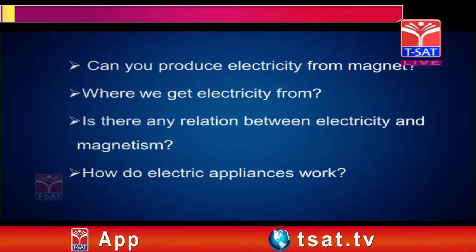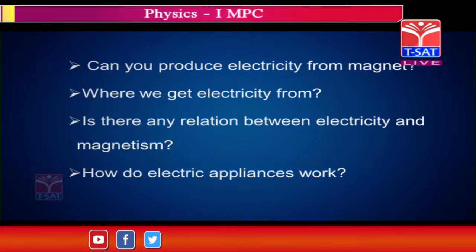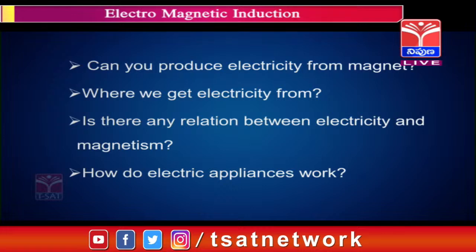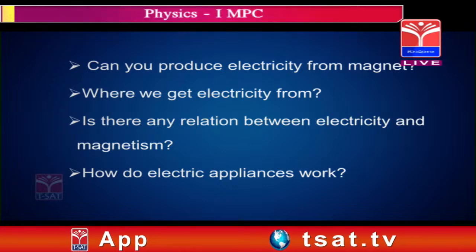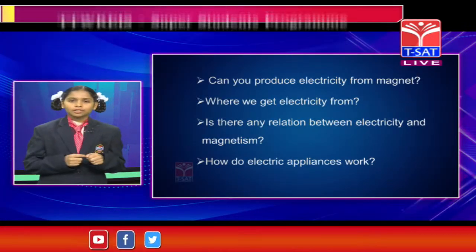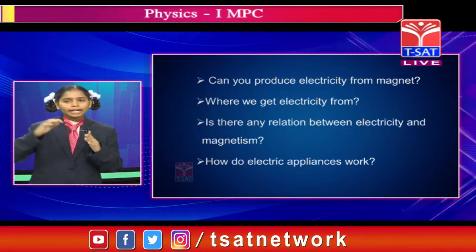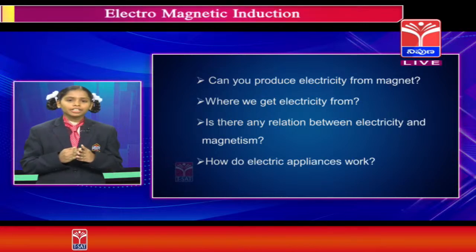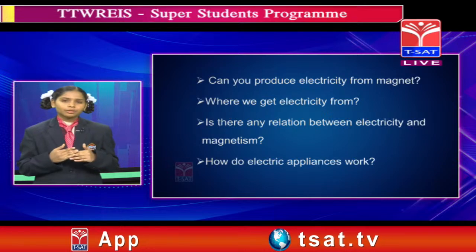In this experiment, we require a copper coil, a bar magnet and a galvanometer. First of all, friends, take a copper coil with its ends connected to the galvanometer. Now move the bar magnet towards the coil. When the bar magnet is moved towards the coil, there is a deflection on the galvanometer. When the bar magnet is moved backwards from the coil, again there is a deflection on the galvanometer. When we keep it at rest, there is no deflection on the galvanometer.